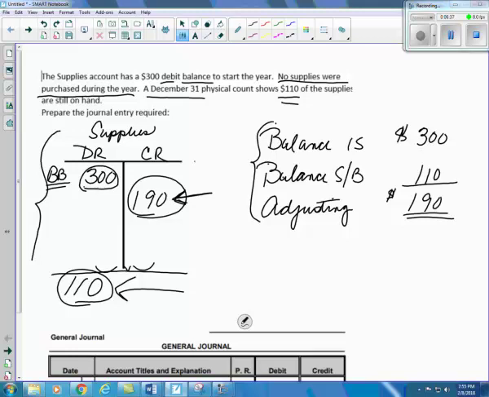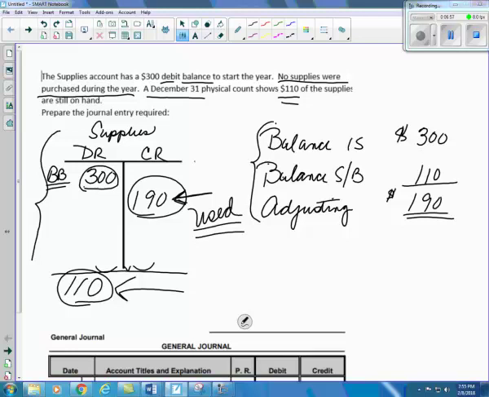Well, what we know is an asset goes up with a debit and down with a credit. So by crediting that asset, we are making that asset go down, and that's what we want to do because these are the supplies that we used during the year. So we used those supplies during the year.